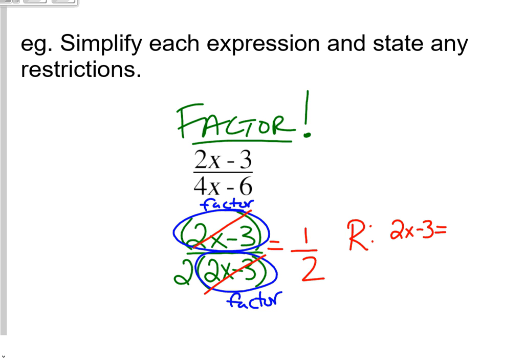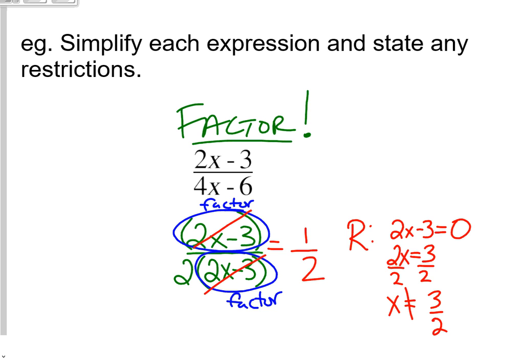To figure out your restriction, take that and put it equal to 0, and then solve for x. So 2x equals positive 3. Divide by 2, x equals 3 over 2. And then we just put a line through our equal sign to show that it can't equal that, because if it does equal 3 over 2, then we'll end up with 0 in the denominator.